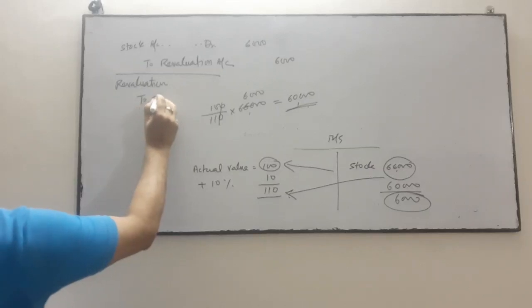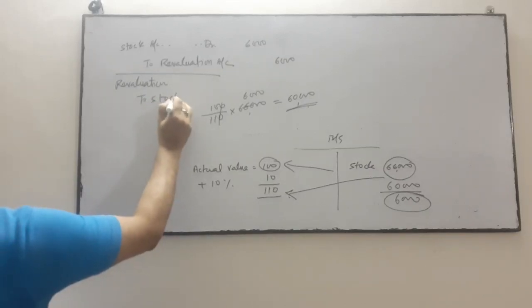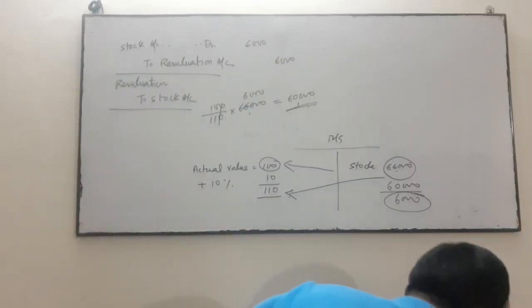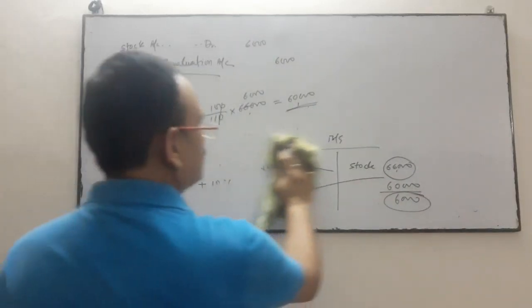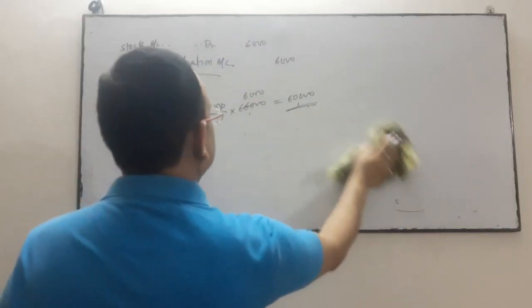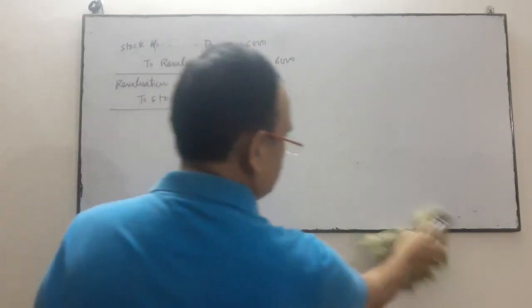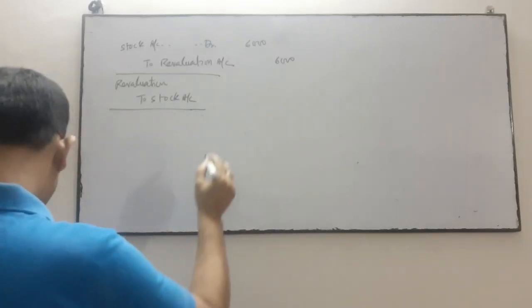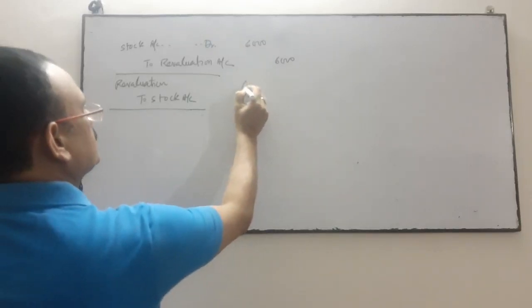So this entry will be revaluation account debit to stock account. Revaluation account debit to stock account. So we have to read the sentence very carefully to understand what they want to say. So it is 6,000.